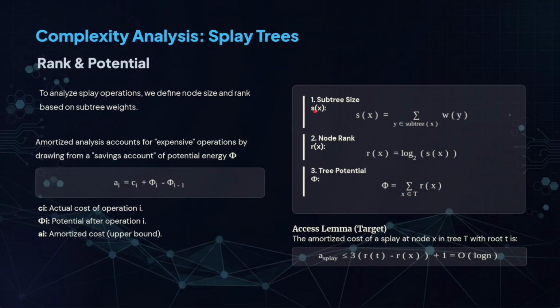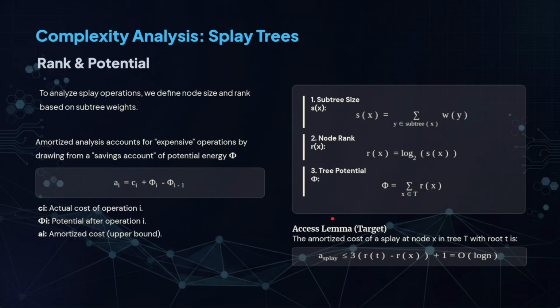To analyze the splay tree, we define two metrics for every node x. S of x is the total weight, or number of nodes, inside the subtree rooted at x. R of x, equal to log S of x, is the rank of the node. The global potential phi is simply the summation of R of x over all nodes in the system.